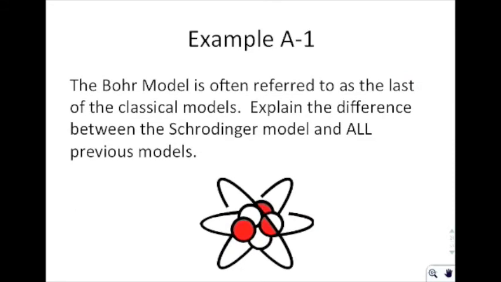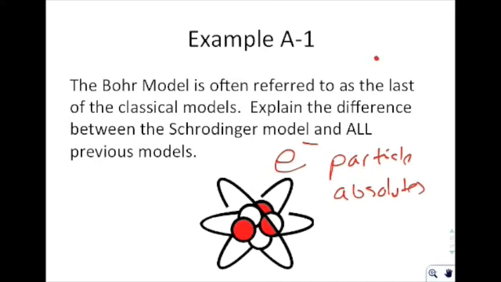So we look at example A1. It says the Bohr model is often referred to as the last of the classical models. Explain the difference between the Schrodinger model and all previous models, and we just did that. It is primarily in how you treat the electron. Is the electron treated as a particle, in which we talk about absolutes? In other words, we say the electron is here, it has a mass of this, it has an energy of this, and it is this far away from the nucleus. Those are the classical models.